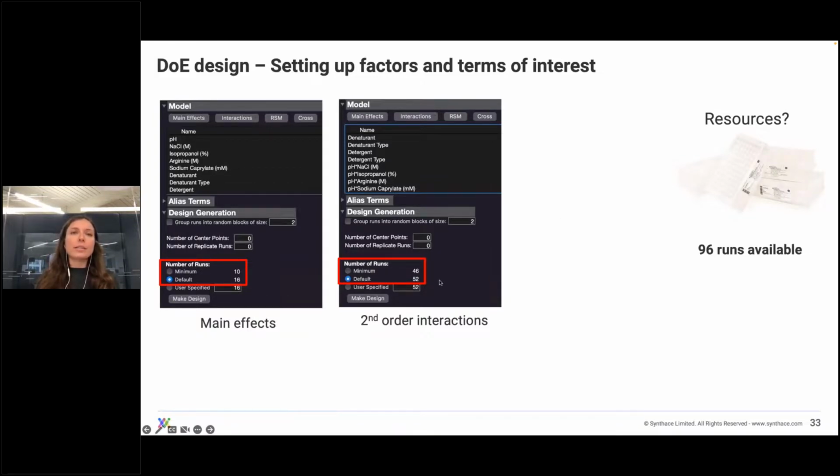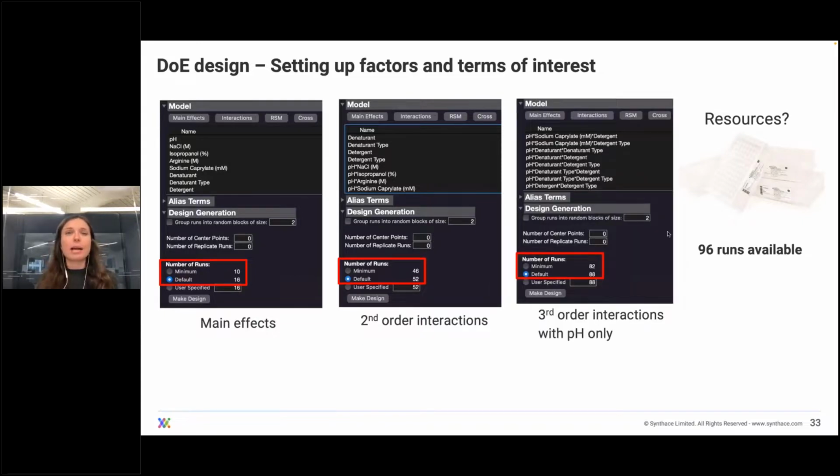And as you can see, at this point, this gives you 52 runs as a recommended number. So filter plates with 96 runs available seems like a more feasible choice. But this still leaves you some space on the plate. So why not add more terms to our model?